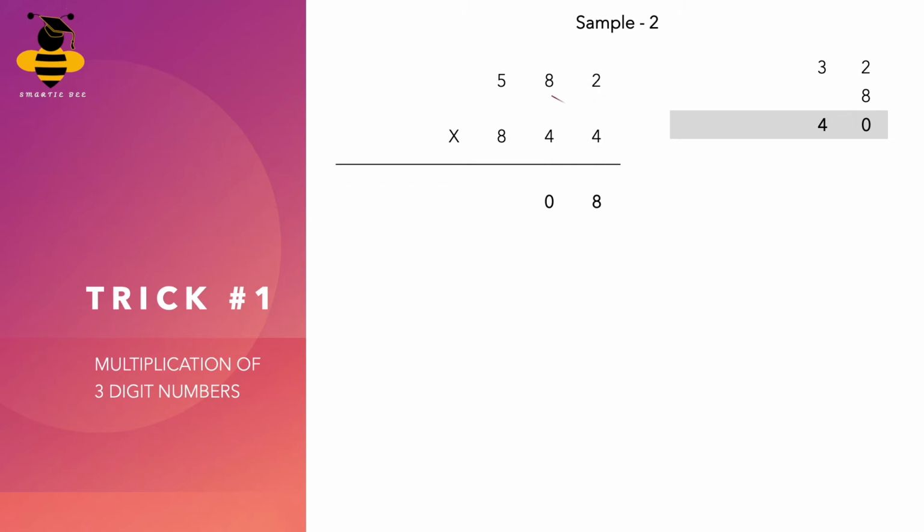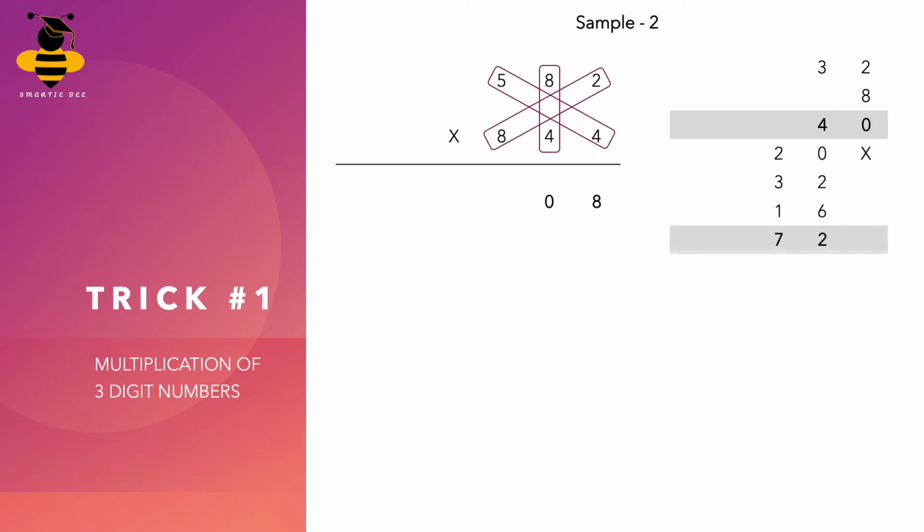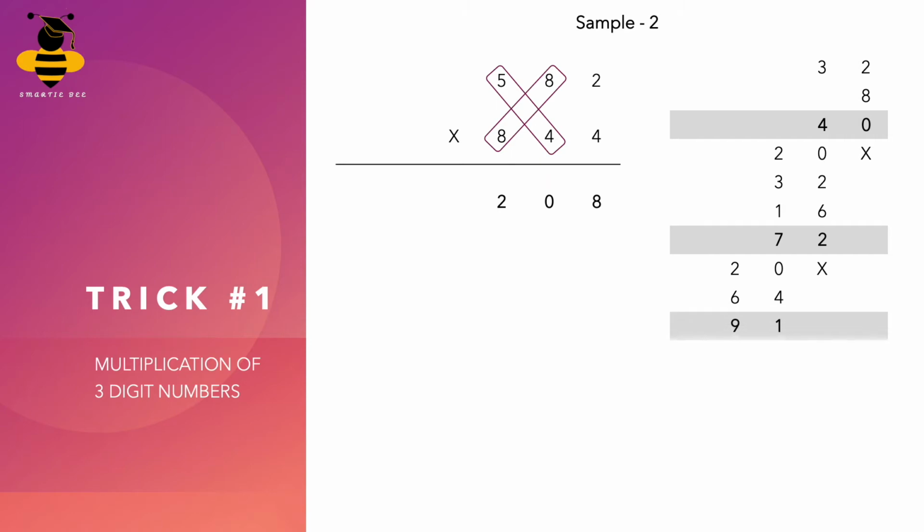Now we have 5 multiplied by 4, 8 multiplied by 4 and 2 multiplied by 8. So 5 4s are 20, 8 4s are 32 and 2 8s are 16. So we have 20 plus 32 plus 16 plus 4, that's 72. So we'll take 2 and carry forward 7. Next we have 5 multiplied by 4 and 8 multiplied by 8. So 5 4s are 20 and 8 8s are 64. 64 plus 20 plus 7 is equal to 91. We'll take 1 and carry forward 9.